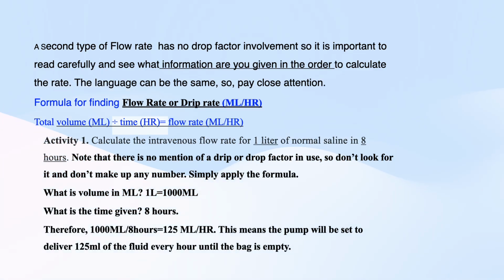All we do, take the total volume, divide by the total number of hours you are given, and that's it. In this case, 1 liter, again, don't forget, convert to ml. So 1000 divided by 8 hours, you have 125 ml per hour. That's it. Which means every hour the patient is receiving 125 ml of fluid.